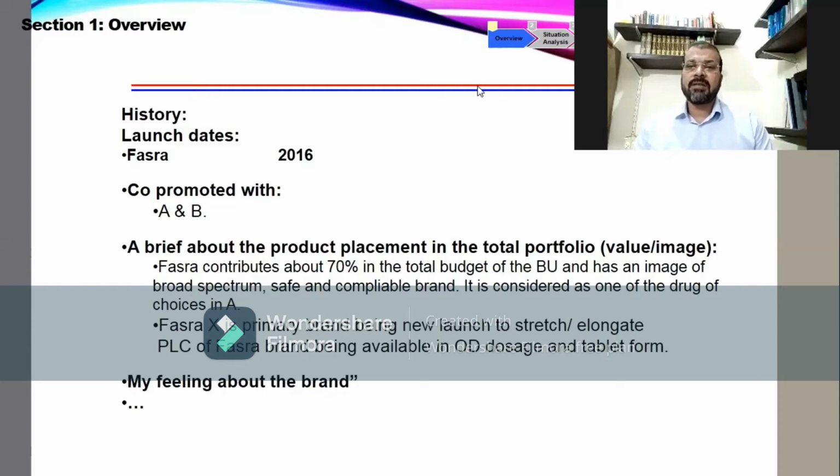I have just given it a name of Fastra. Fastra is the product. It was launched in, for example, 2016, and it is co-promoted with A and B. Co-promoted means that the team which is promoting Fastra may be an antibiotic, Fastra may be an anti-ulcerants, what other products there. इससे फर्क क्या पड़ता है?